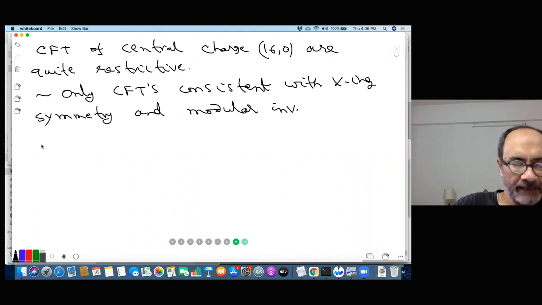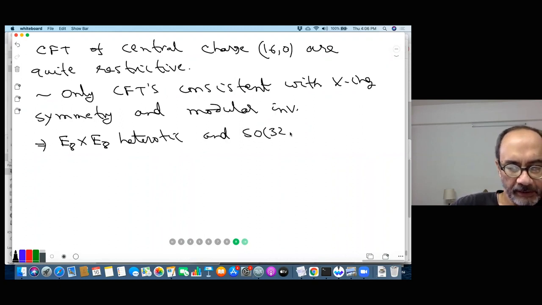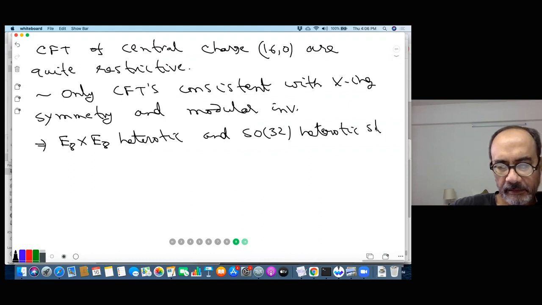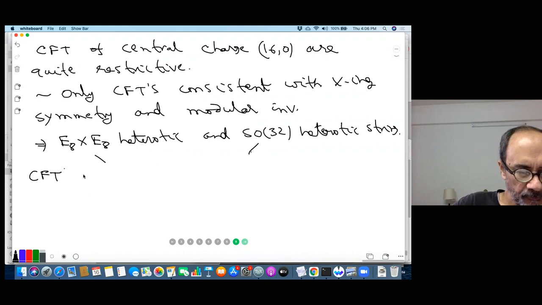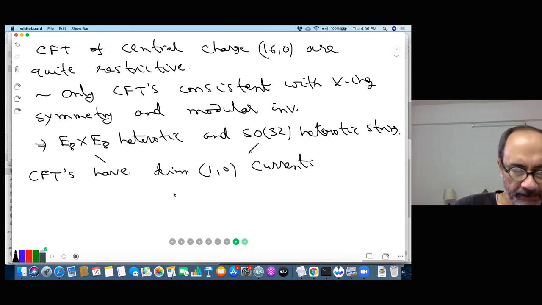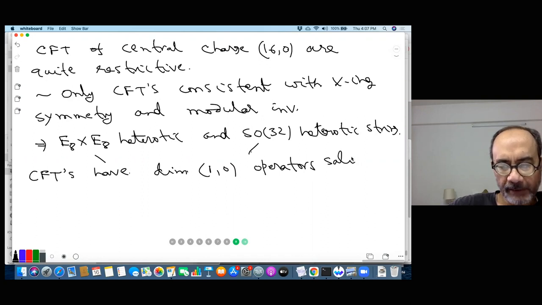So these two CFTs give rise to what is called the E8 cross E8 heterotic and SO32 heterotic theory. Now these names, I'll explain where they come from. They essentially come from the fact that both the CFTs have dimension 1, 0 currents. Let me say operators. Currents by definition, dimension 1, 0 or dimension 0, 1 operators, are called currents, satisfying the following relation.